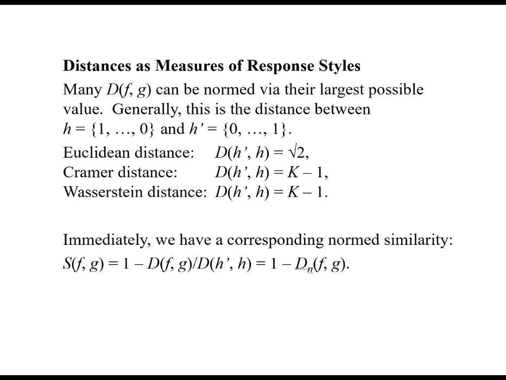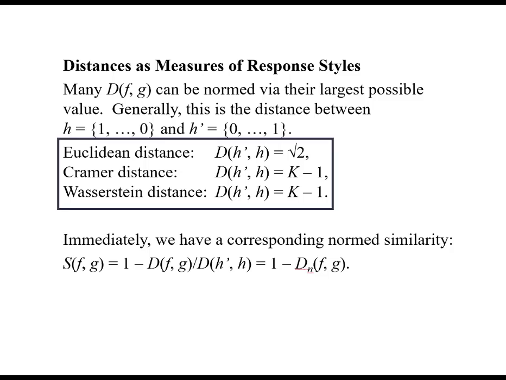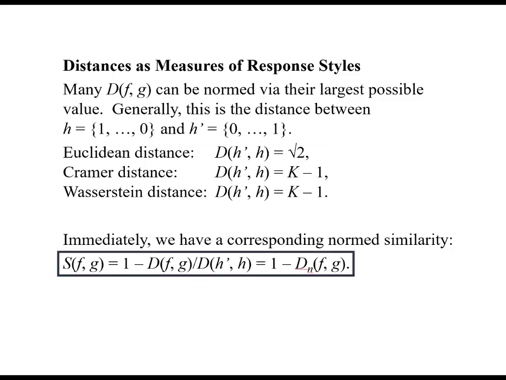Okay, now the D's can be normed oftentimes by the largest possible value. And so if we can do that, we end up with a normed D that goes from 0 to 1, and immediately that gives us a corresponding normed similarity measure, because all we have to do is subtract the normed D from 1 to get that.